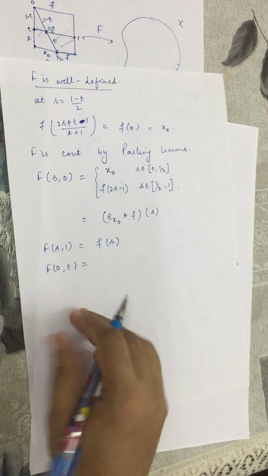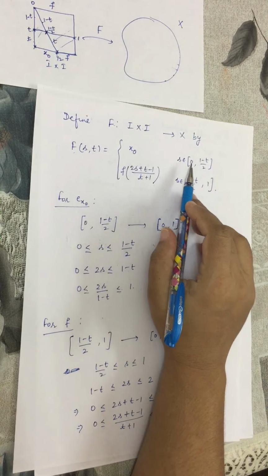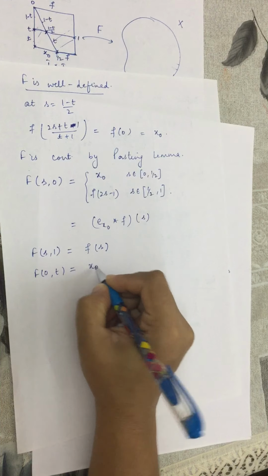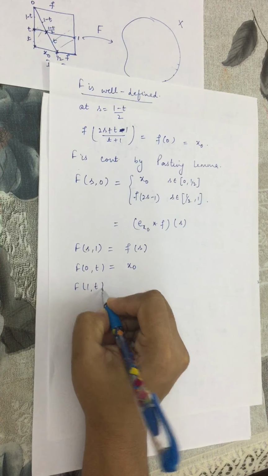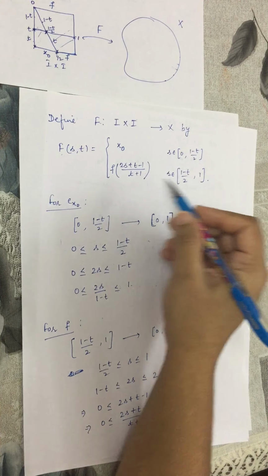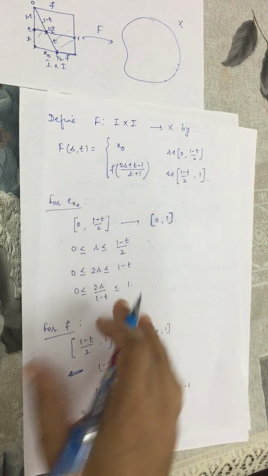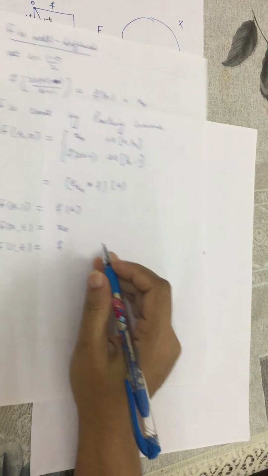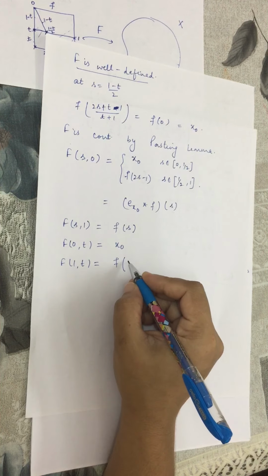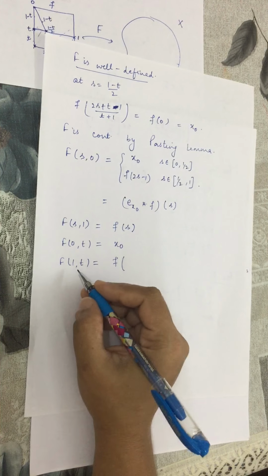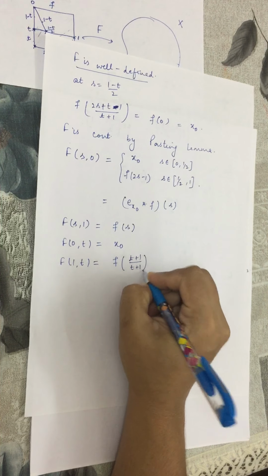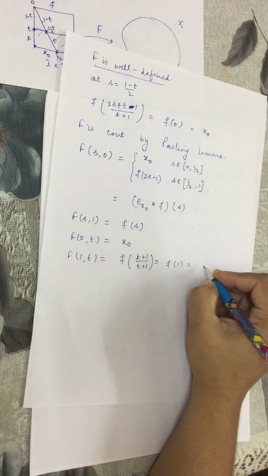Now we are taking s is equal to 0, and s is equal to 0 belongs to this interval, so the value is given by just x naught. So this is x naught. Similarly, F of (1, t): now we are taking s is equal to 1, and the value is given by this interval, that means the value is given by f of 2s plus t minus 1. So when we put s is equal to 1, it will be just (t plus 1) divided by (t plus 1). So it is f of 1, and f of 1 is x1.